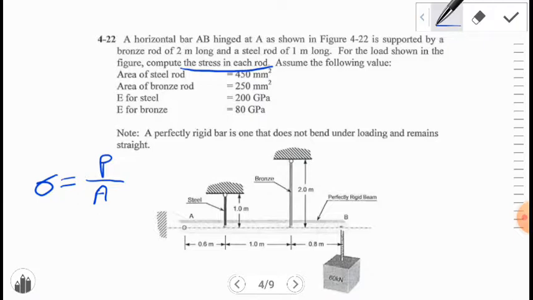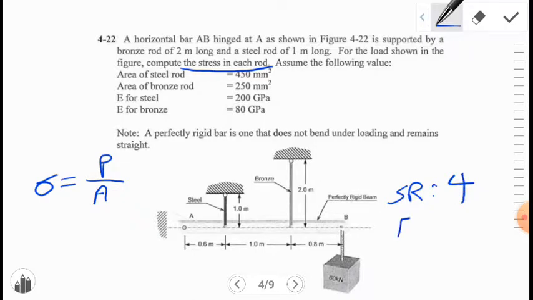You know that for finding these internal forces, it is necessary to analyze this beam AB. The support reactions for this beam AB: we have the pin connection at A, one steel rod here, and one bronze rod here. It means that altogether we have 4 support reactions.